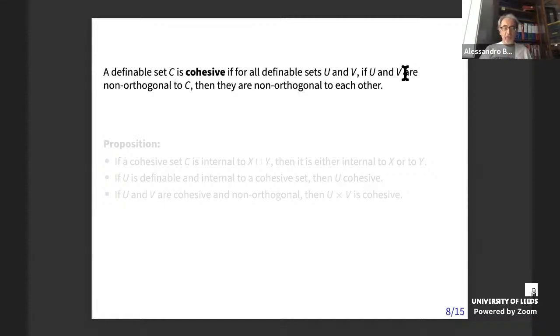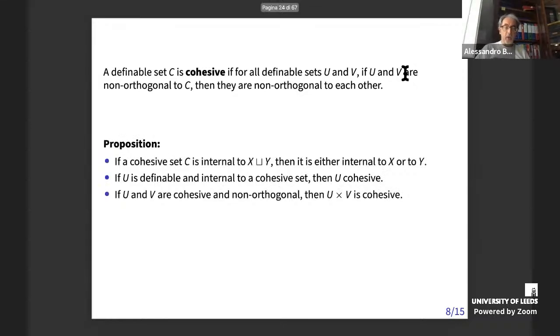Now, to discuss the conjecture, it's convenient to introduce a new notion, which is the notion of cohesive set. So a definable set is cohesive if, whenever you have two definable sets non-orthogonal to it, they are non-orthogonal to each other. So in some sense, cohesive means that it cannot be split. It's only one piece. It's something very connected. You cannot interact with one part of C without interacting with the whole of C. So if U interacts with C and V interacts with C, they cannot interact with different parts. They have to interact with each other.